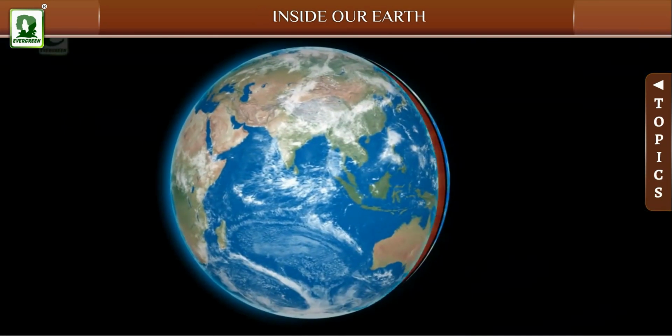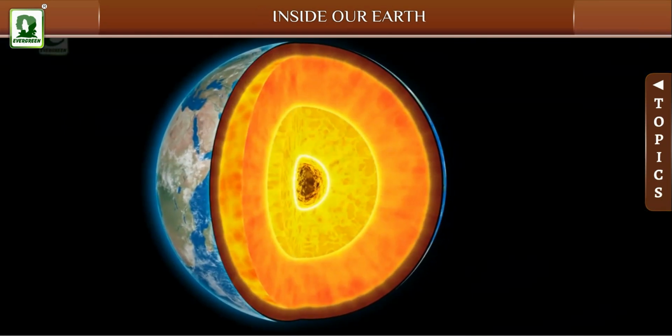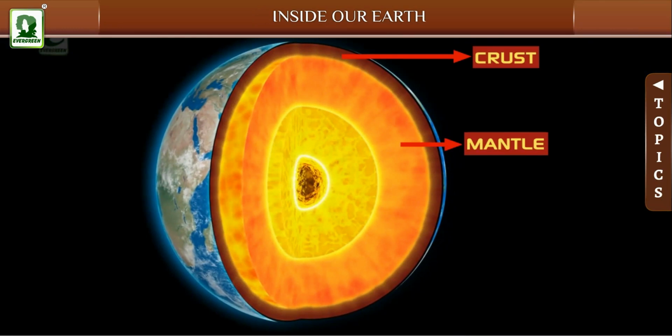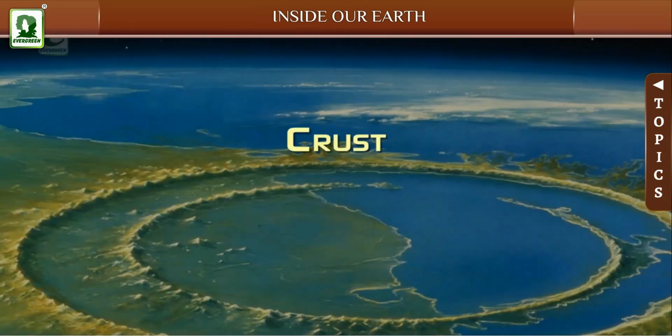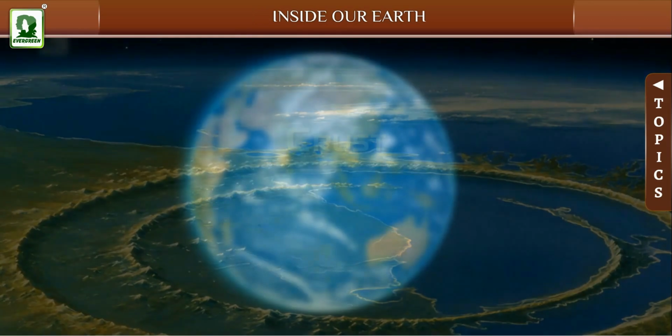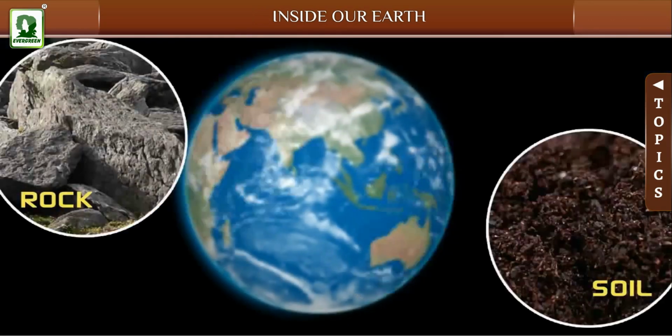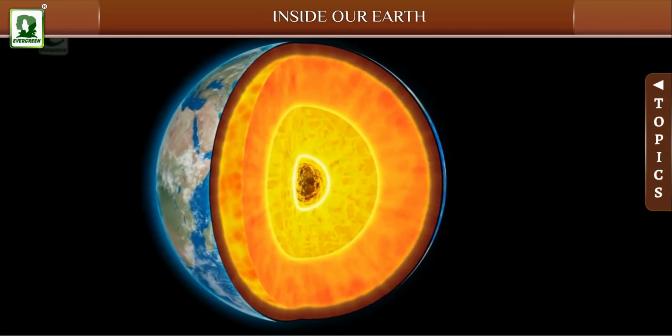The Earth is divided into three main layers: crust, mantle, core. Crust. Made up of rocks and soil, the topmost layer of the Earth's surface is called the crust.